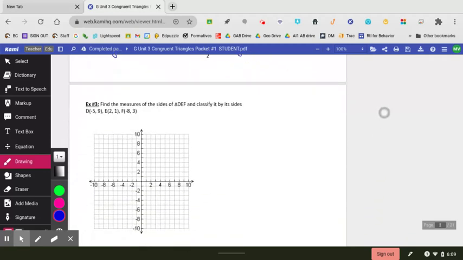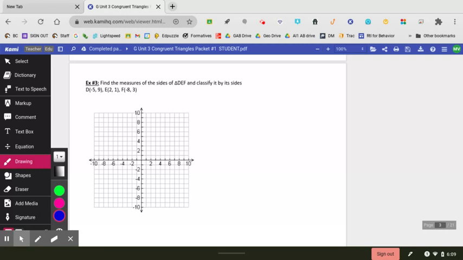So now I want you to find the measures of the sides of triangle DEF and classify it by its sides. So first we're going to plot that. So that's -5, 9 is D. E is 2, 1. And F is 8, -3. And that makes this kind of triangle here.